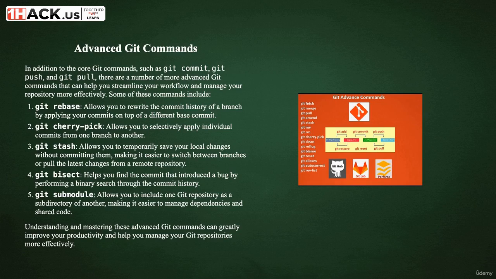This makes it easier to switch between branches or pull the latest changes from a remote repository without losing your work. Additionally, the git bisect command can be incredibly useful for finding the commit that introduced a bug by performing a binary search through the commit history. This can save you a lot of time and effort when trying to track down the source of a problem. Finally, the git submodule command allows you to include one Git repository as a subdirectory of another, making it easier to manage dependencies and shared code across multiple projects.